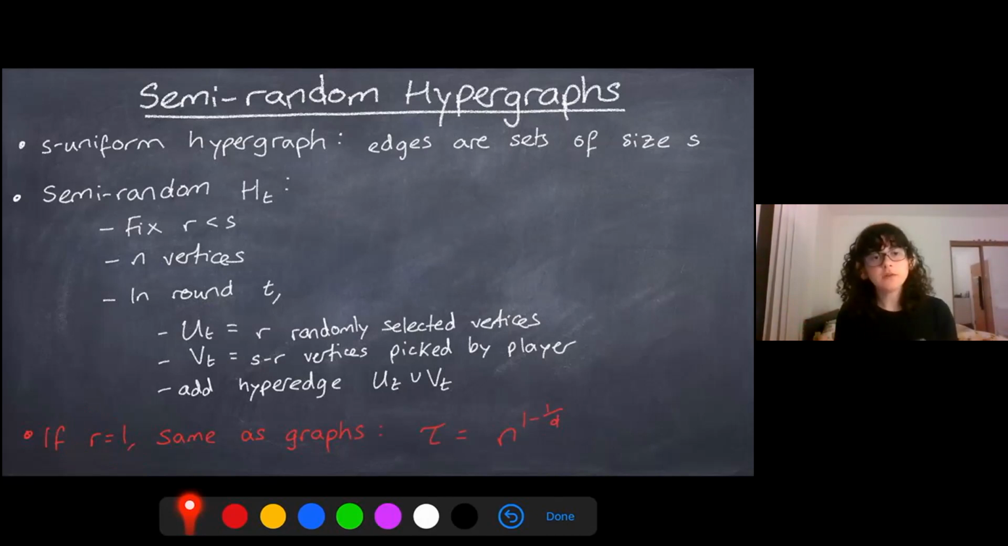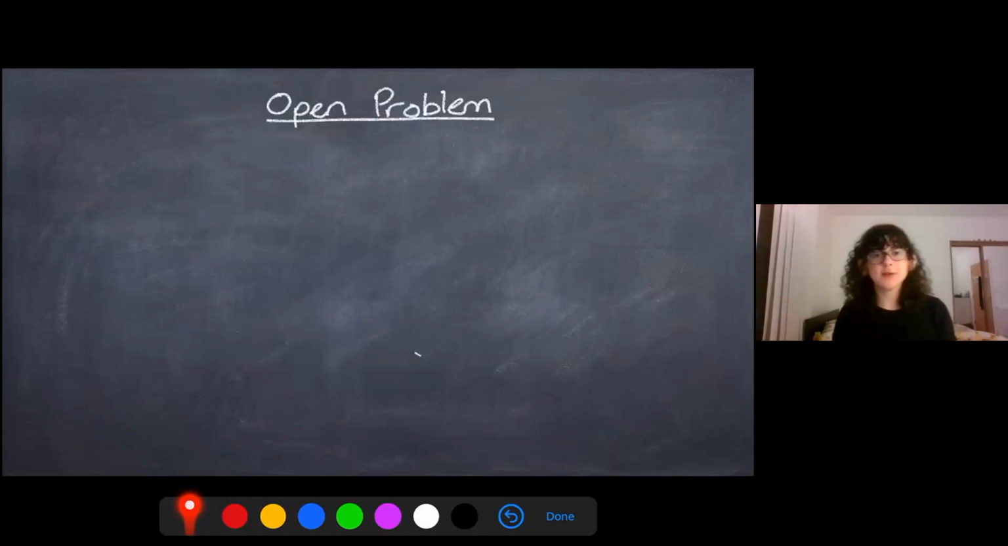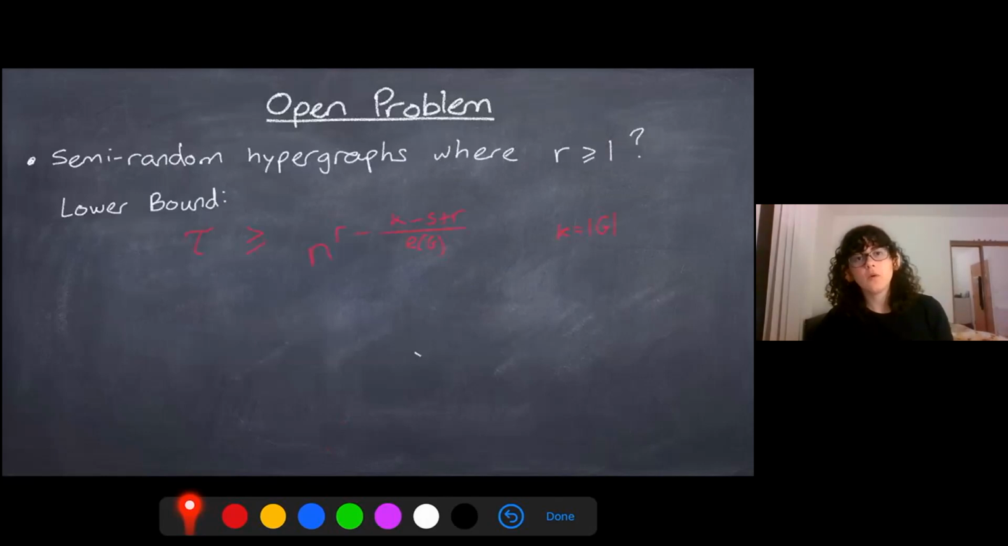Obvious question: what if R is not 1? So this is an open problem that I want to finish with. What if we have a semi-random hypergraph where the random process picks 2 or more vertices each time step? So maybe it picks 3 random vertices each time step and the player gets to pick 2. When you want to look at creating a particular fixed subhypergraph, what is the threshold for that?